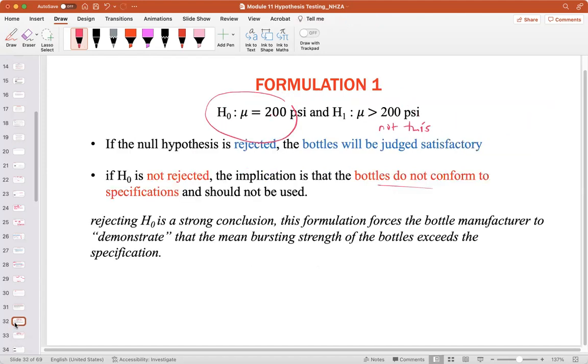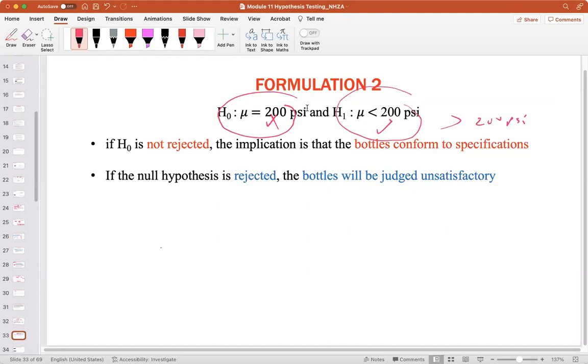So again, let's go back for formulation number one. Formulation number two says that if this is accepted, I'm not accepting H1. It also implies that the bottle can also be greater than 200 PSI. This is like an indirect implication, an indirect statement. Let's go for that.